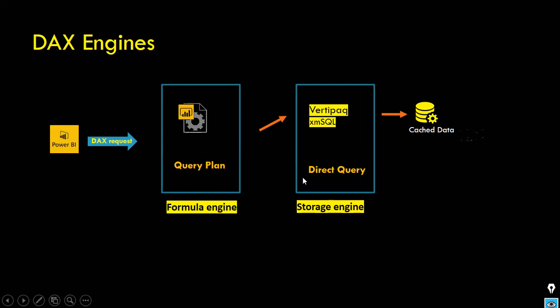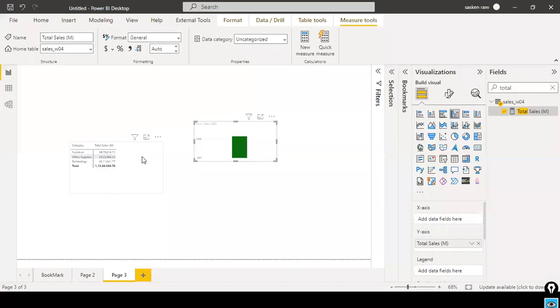Upon receiving the query plan from the formula engine, the storage engine returns the Vertipaq, which is now called X velocity, data cache back to your formula engine. The formula engine, upon receiving the data cache, will return the computed output in your visual.